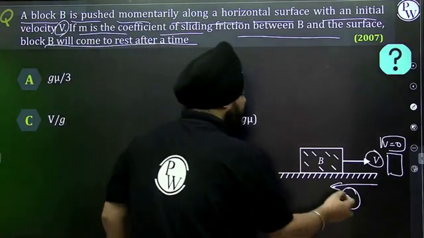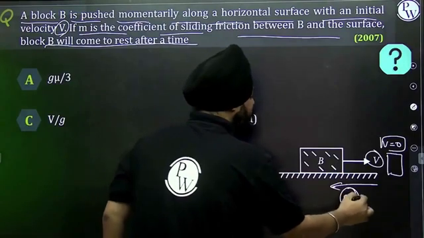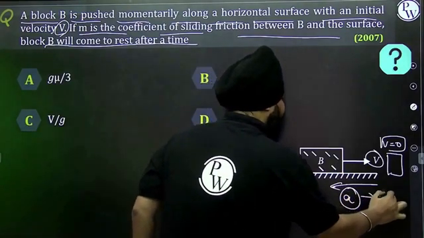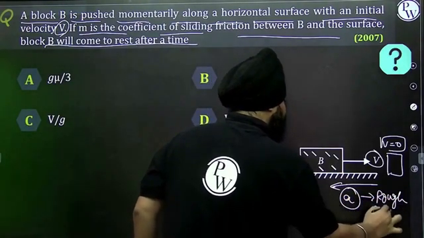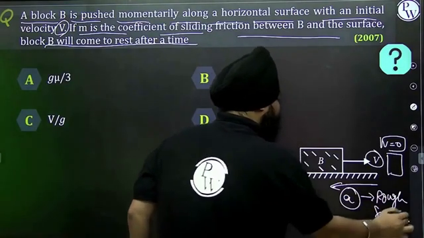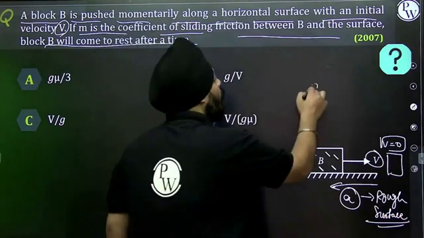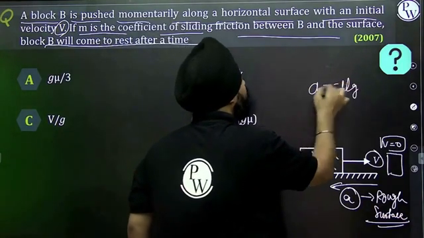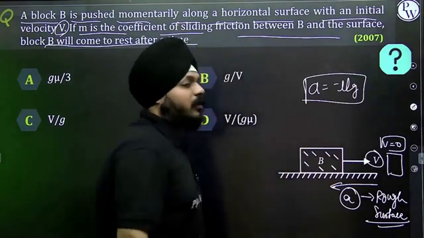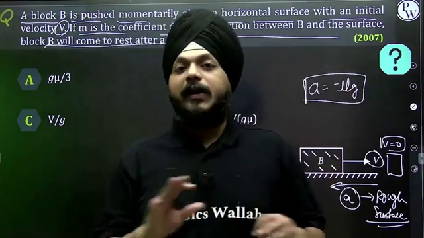So here it's very simple. This retardation is provided by the rough surface. So guys, just keep one thing into your mind. Whenever the retardation is provided by the rough surface, it means by friction, then that value is always equivalent to negative of mu g, right? That value is always equivalent to negative of mu g.